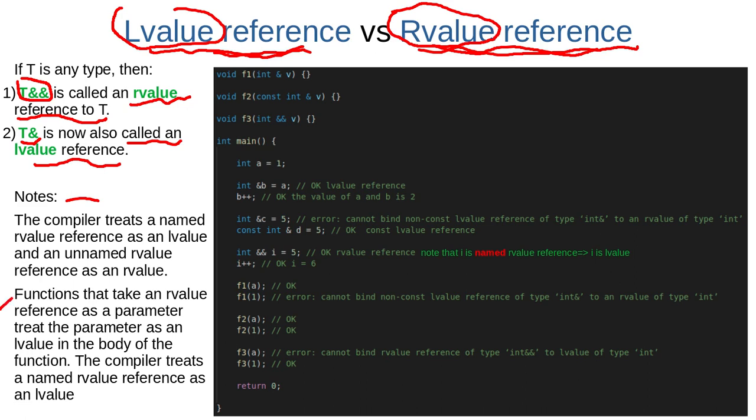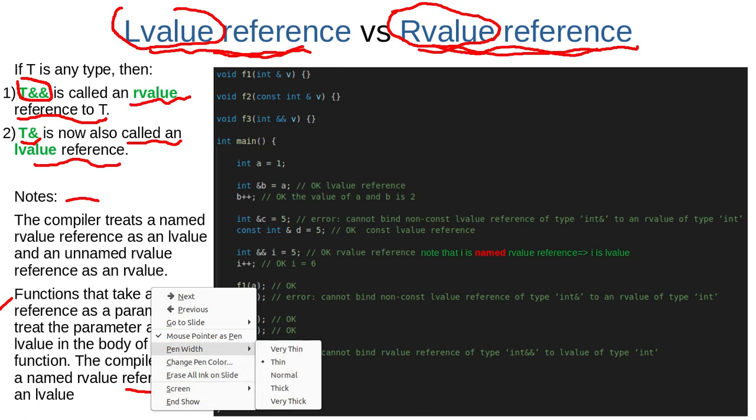Notes: the compiler treats a named rvalue reference as an lvalue and an unnamed rvalue reference as an rvalue. Functions that take an rvalue reference as parameter treat the parameter as an lvalue in the body of the function. The compiler treats a named rvalue reference as an lvalue. I'll explain this through the example.